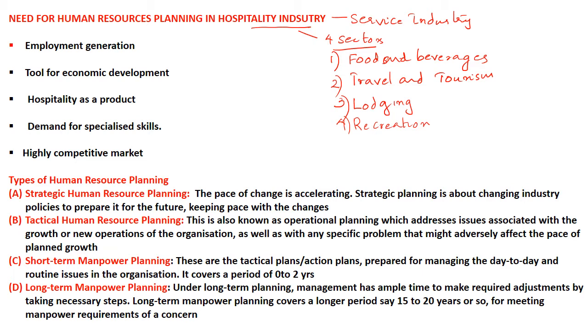It's a service sector first. So the first sector is food and beverages. That is for hotels and all, where we used to go for dining and all. So that is food and beverages. That is a part of the hospitality sector. Second sector is travel and tourism. If you want to visit a place as a part of leisure activity, you have to board a vehicle, right? So that is also a part of the hospitality industry.